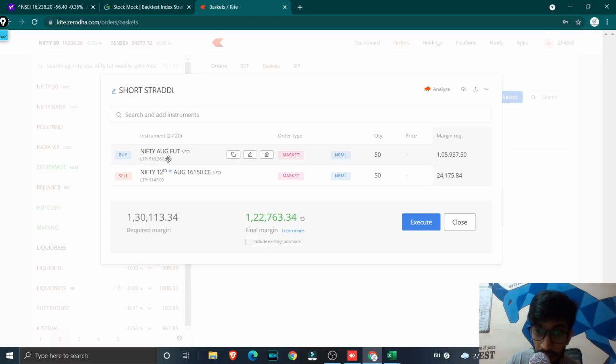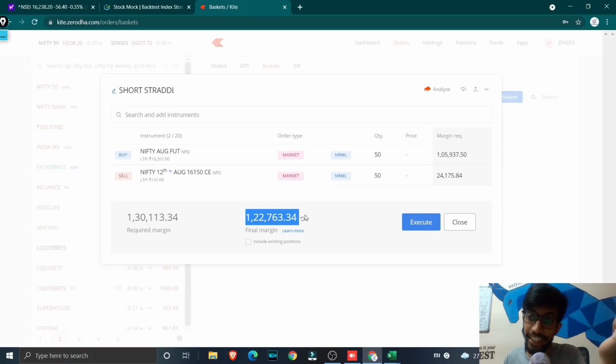And I have gone long in one lot of Nifty future. So this would be the total margin that you would require to execute one lot. That is 1,22,763, right? But the thing is, even if you have 1,50,000, don't execute this. So I'm going to tell you what would be the margin required for you to actually execute this. The recommended margin. So to actually execute this, you just need 1,22,000.